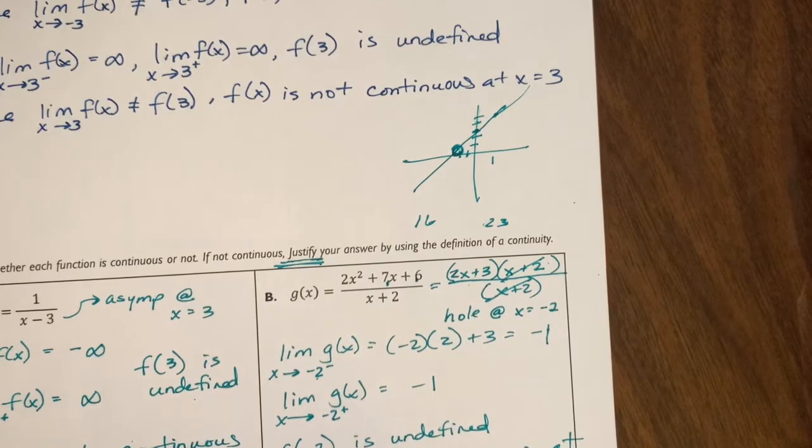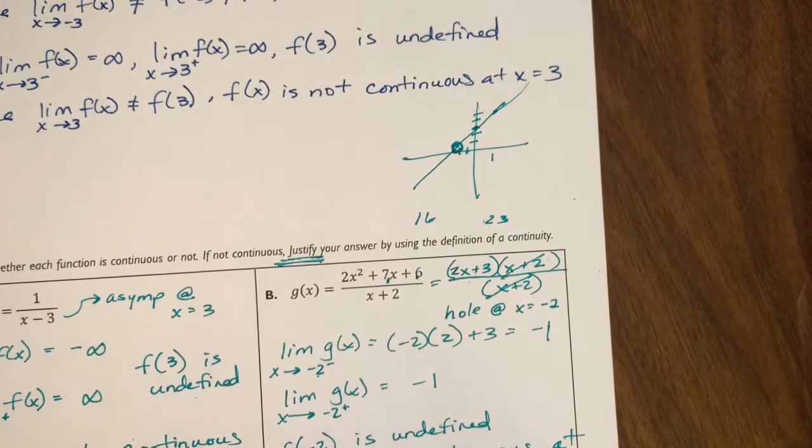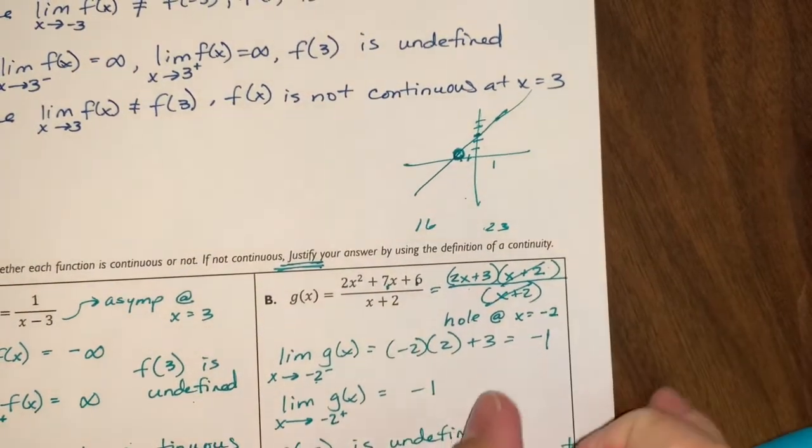At x equals negative 2. And I'm just going to put in parentheses removable discontinuity, just so that we know why. All right. So let's move on to the next page.